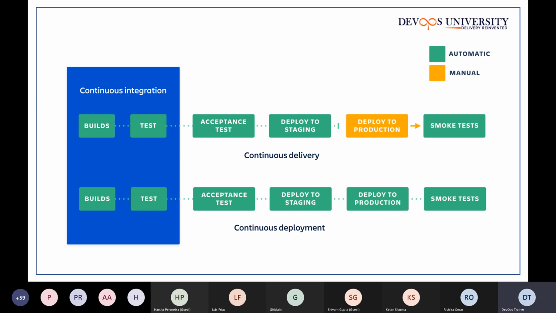So this is the slight difference which is available when we talk about the three processes: continuous integration, continuous deployment, and continuous delivery. That's the kind of process which is available here.